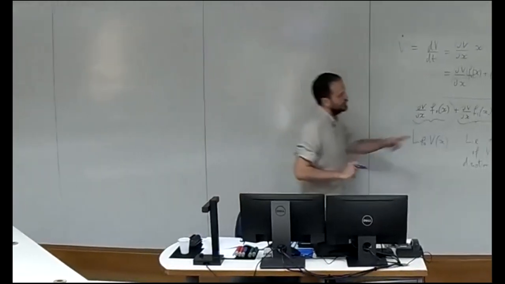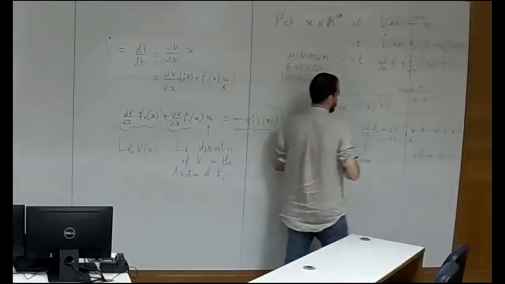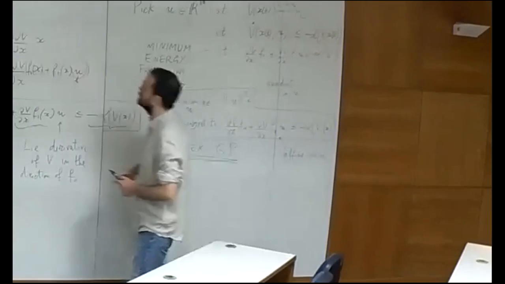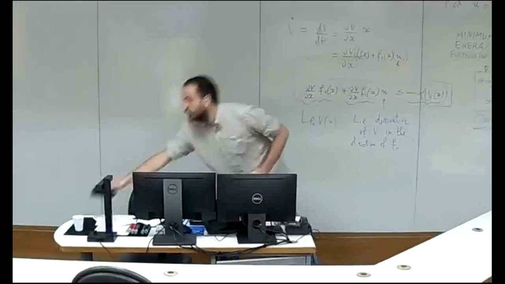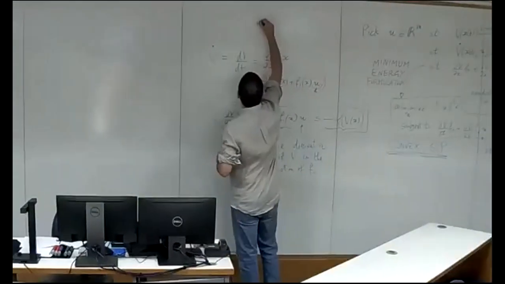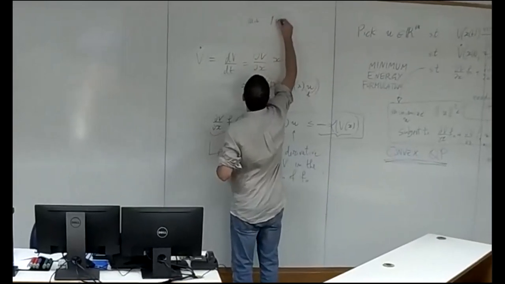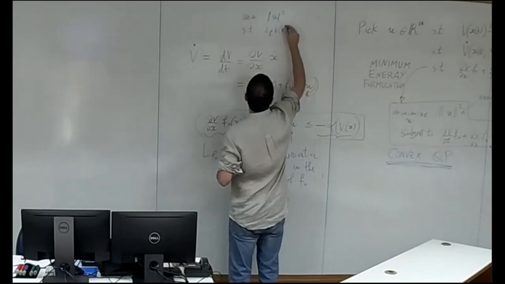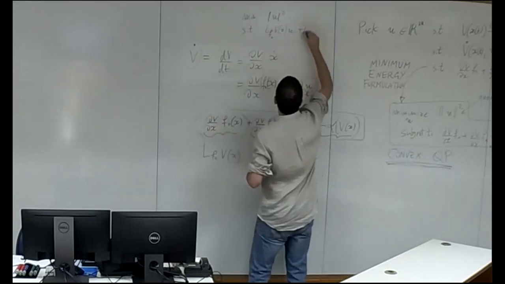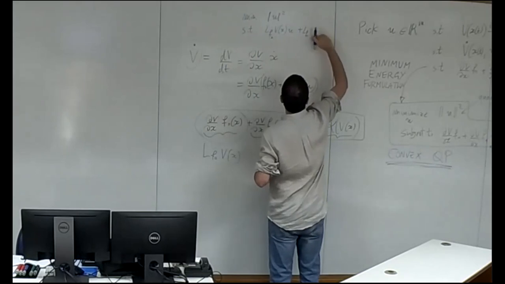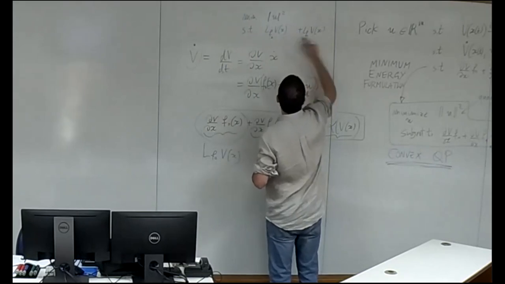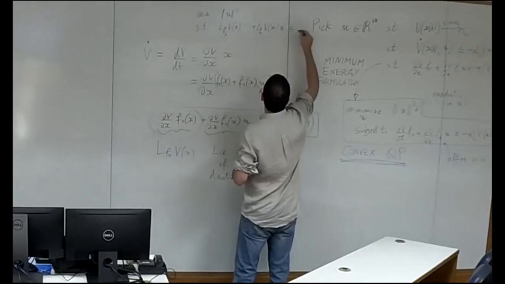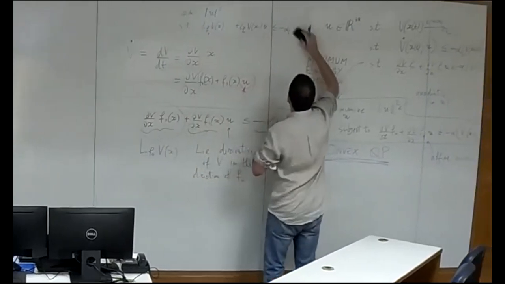So this constraint right here becomes much shorter to write. The optimization problem that we solve is: minimize the norm of u, subject to L_f0 V of x plus L_f1 V of x times u less than or equal to -1.